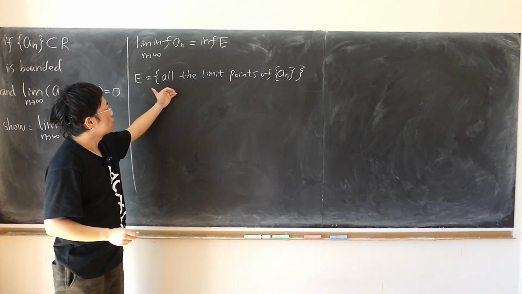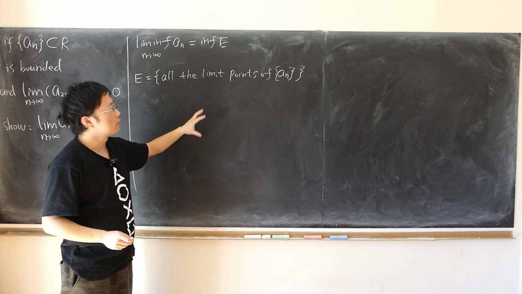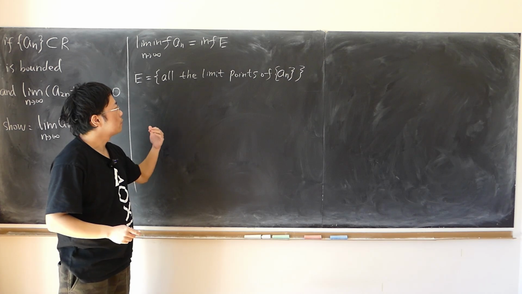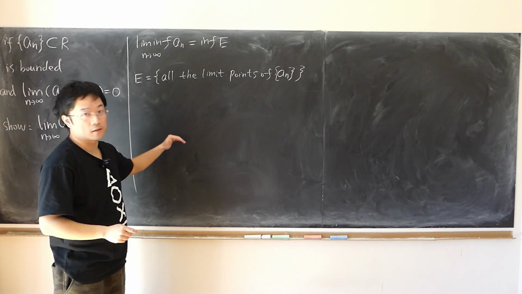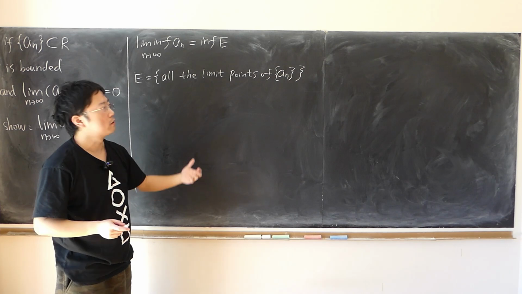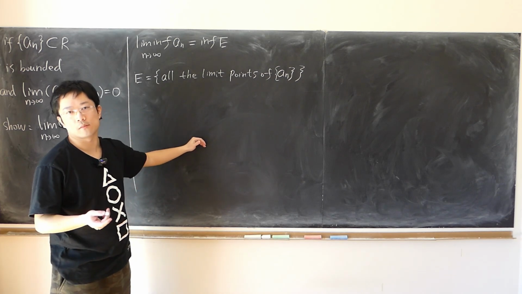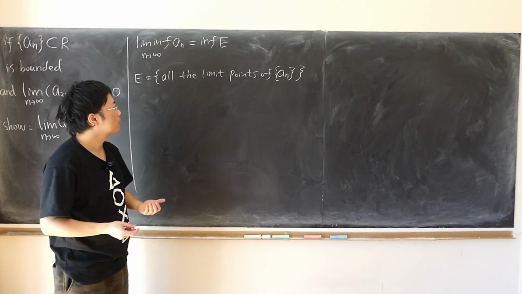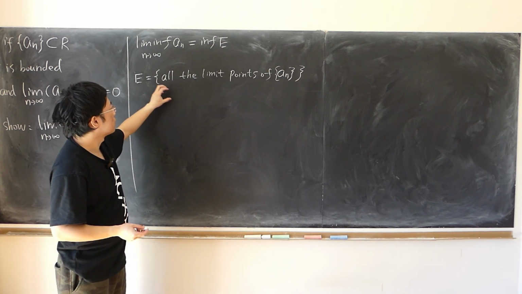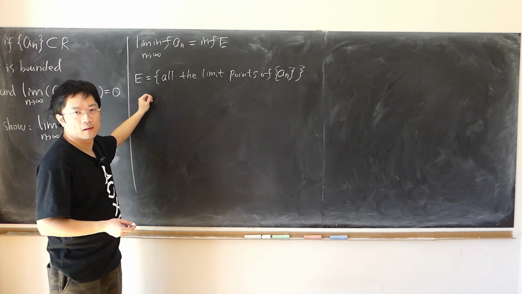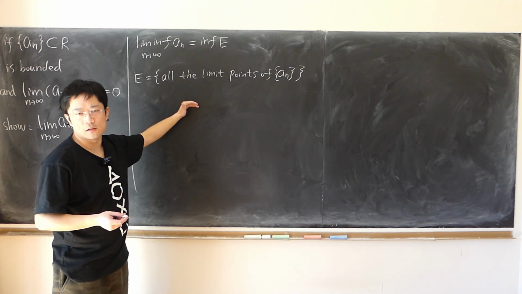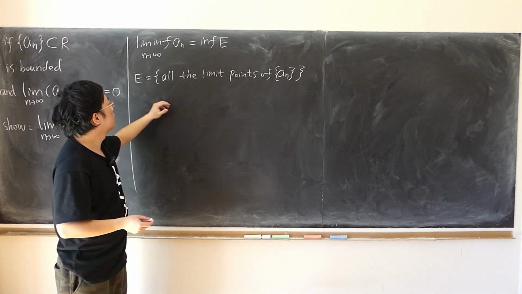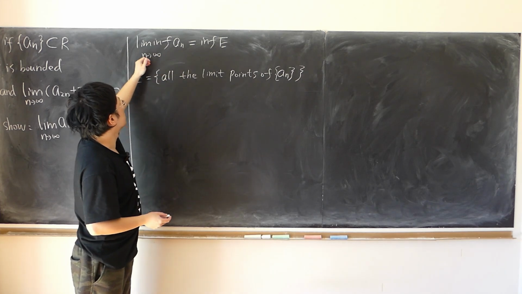A sequence may or may not converge. If it's not convergent, it may have a subsequence that's convergent to a limit point, and we call that a limit point of the sequence. We have several convergent subsequences. We put all those limit points into this set, call it set E. There might be finitely many elements or infinitely many elements. All are possible. And we take its infimum, we call it lim_inf.